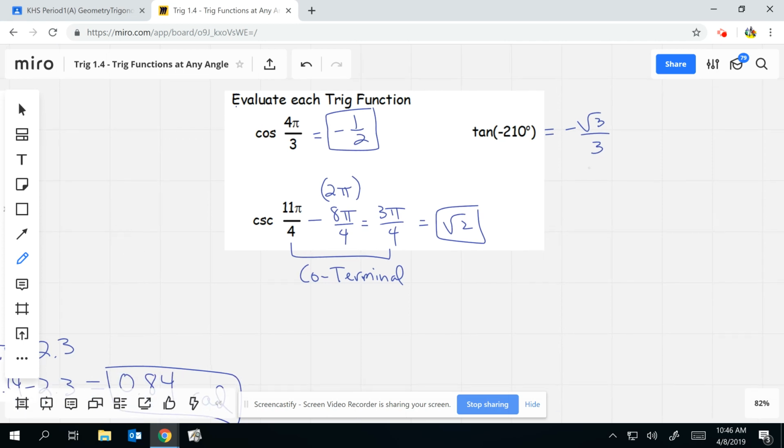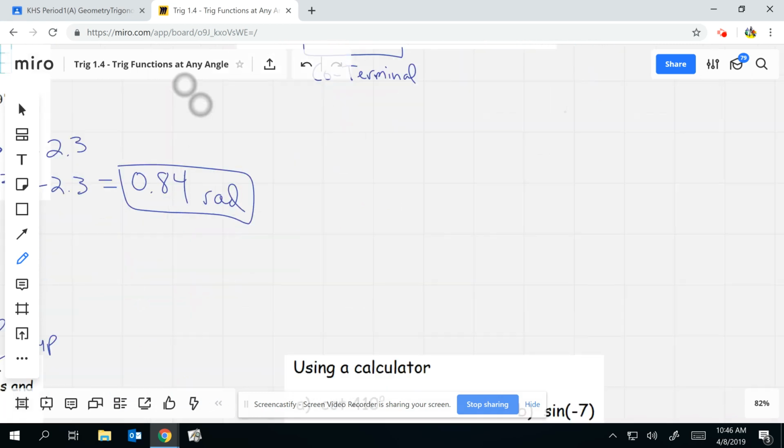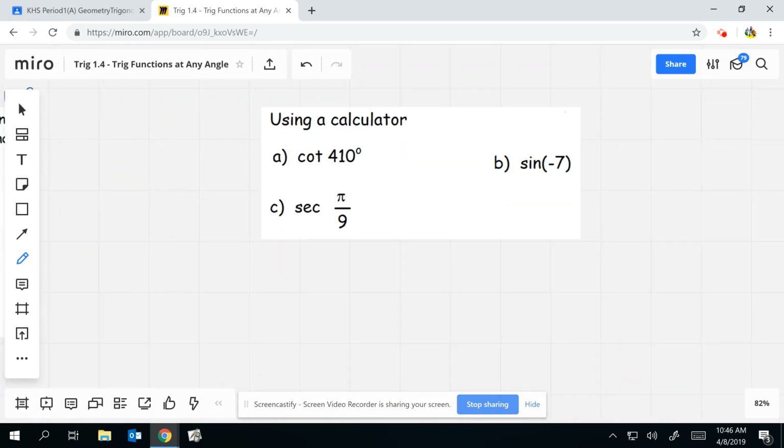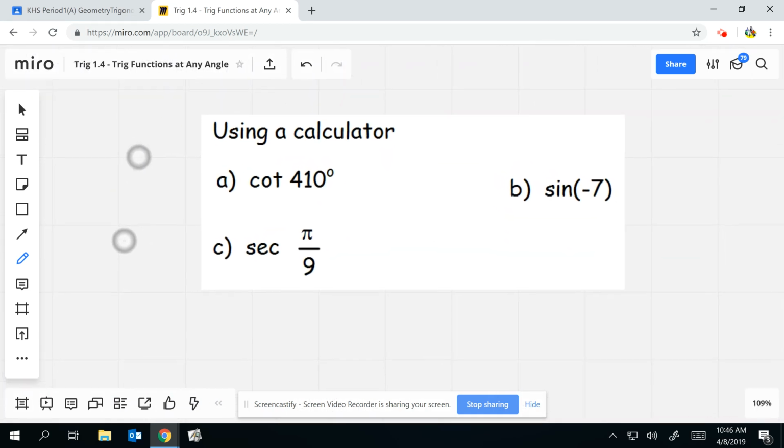The last three they want on your calculator. They want to make sure you can get these. I would practice and make sure you get these right every time. Easy problems to get. You don't have to show any work for it. You're just plugging them in.